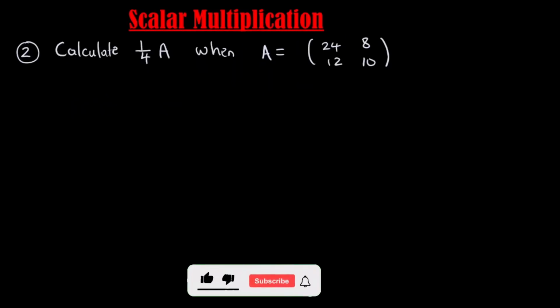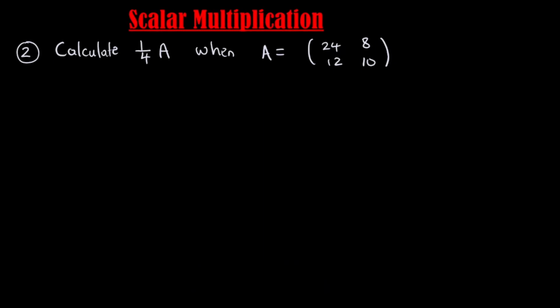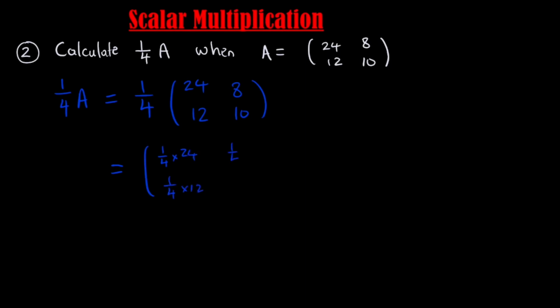For the second example, it says calculate a quarter A when A is 24, 12, 8, and 10. So we have a fraction, and it's the same concept. We're just going to multiply that scalar by each element inside of our matrix. So a quarter A is equal to a quarter times the matrix. So I'm going to go ahead and multiply. So it'll be a quarter times 24, a quarter times 12, a quarter times 8, and a quarter times 10.